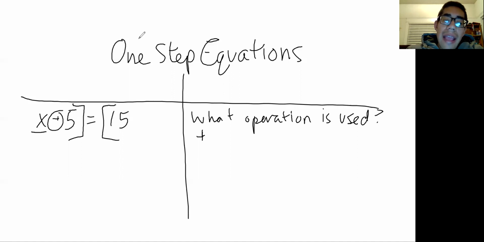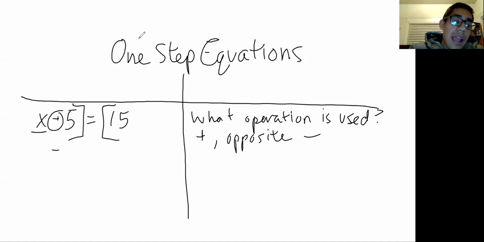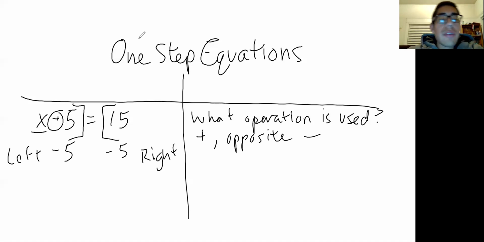So if addition is being used, we need to do the opposite. So what's the opposite of addition? Subtraction. So here I'm going to subtract 5 from both sides. Remember the whole left and right? Whatever you do to the left side of the equation, you have to do to the right side.